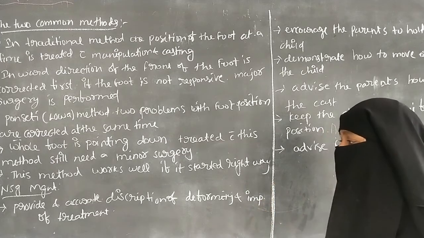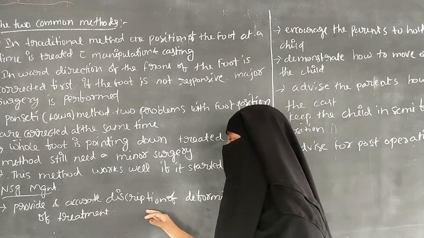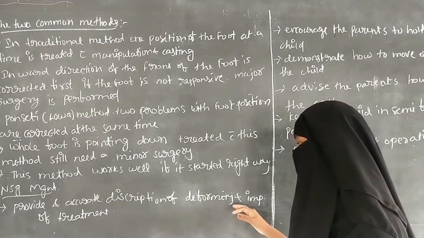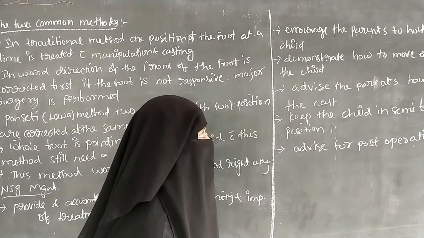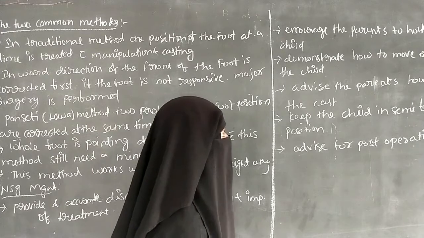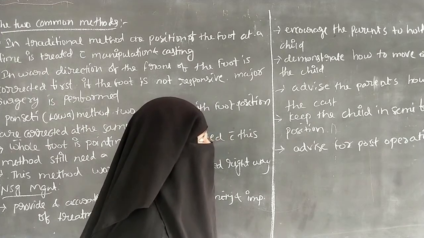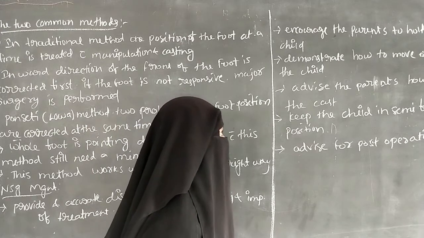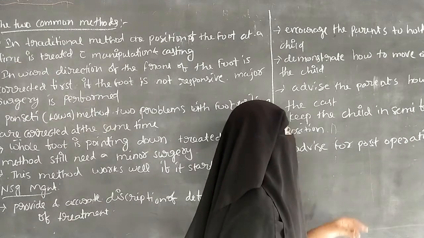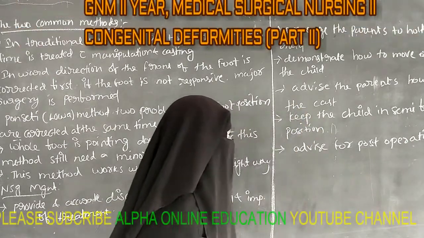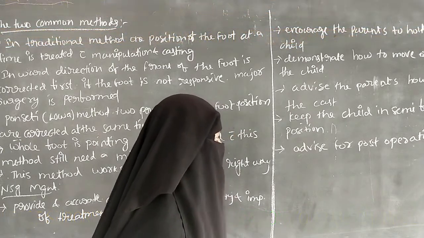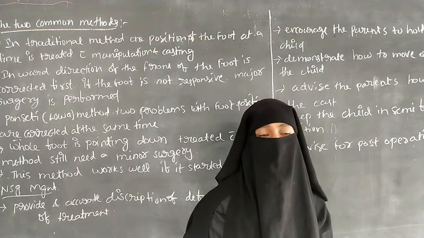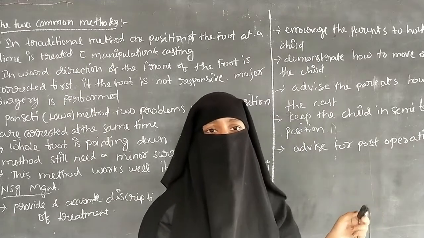So that includes the nursing management. Provide an accurate description of the deformity and treatment. Next, encourage the parents to hold and play with the child and demonstrate how to move or position the child. Next, advise the parents how to use the cast, keep the child in the semi-Fowler's position, and advise on the post-operative care for the club foot.